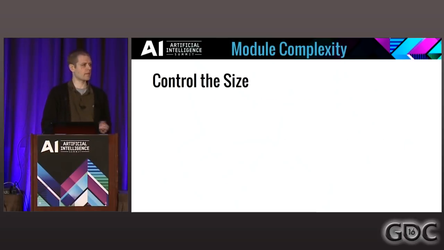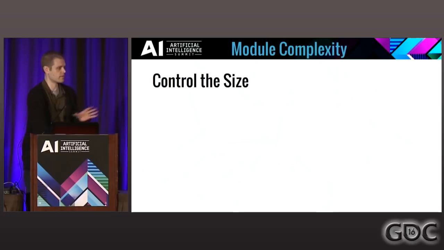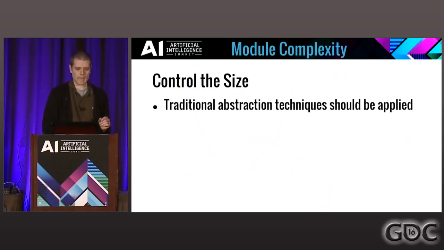Another thing you want to do is control the size of your modules. So this is just a more general comment. Here, we need to do the stuff that we already do as AI programmers. So traditional abstraction techniques, everything that we should already know and love.